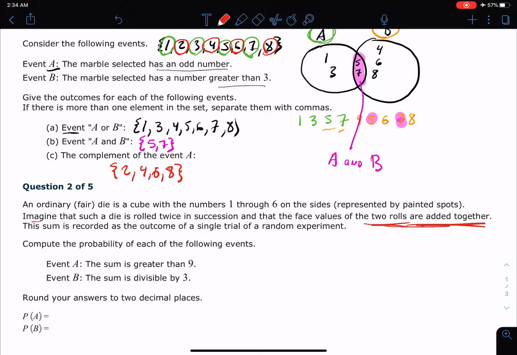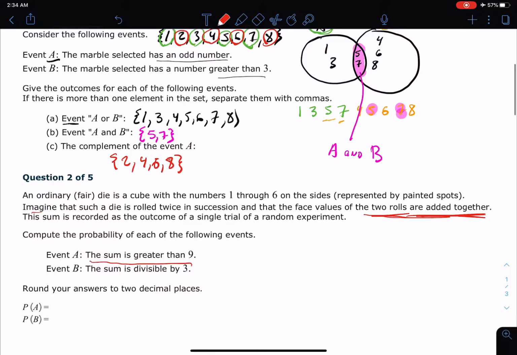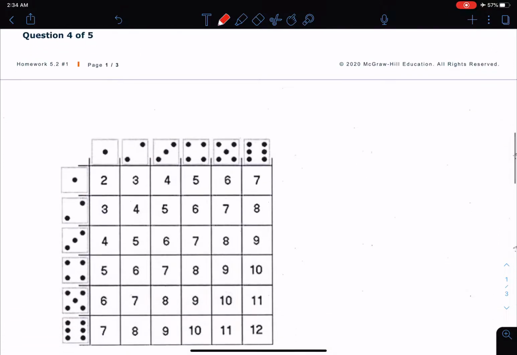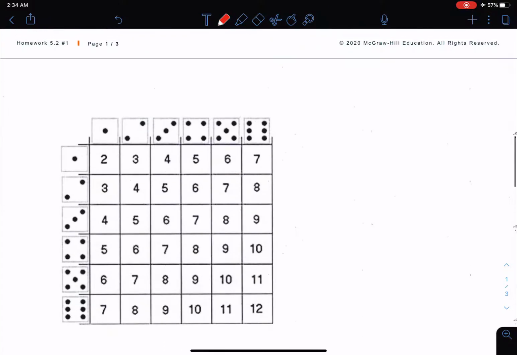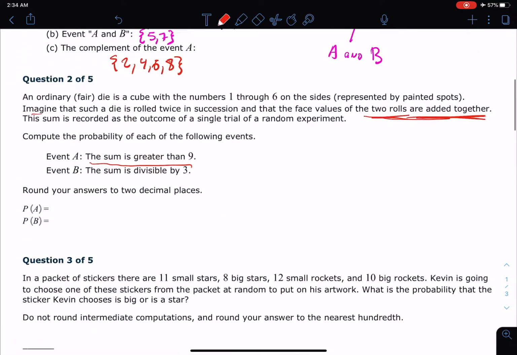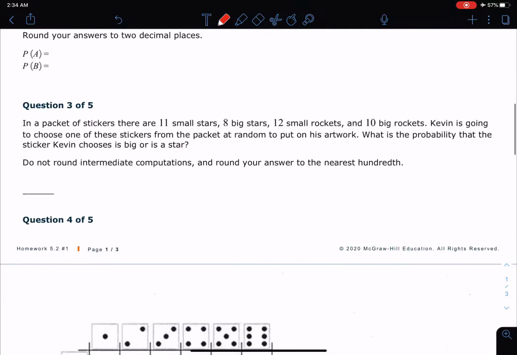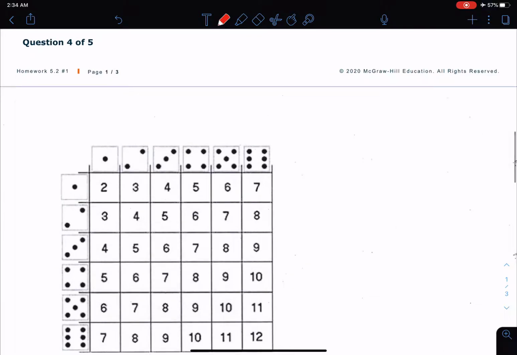So event A is the sum is greater than 9. I think this is kind of hard to do unless you have something like this little guy. And I will go ahead and post some of these in the file so you have these little worksheets to help yourself. But if I want to find the sum is greater than 9, let's look at it. This chart shows all the sums. Maybe I should show the chart.